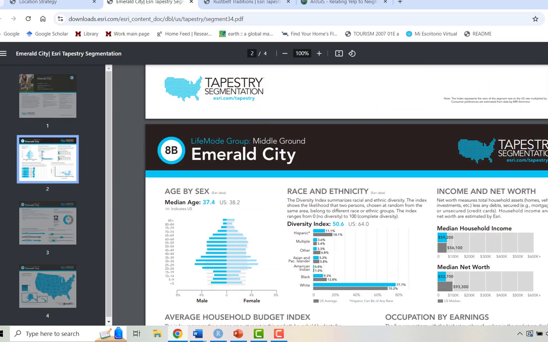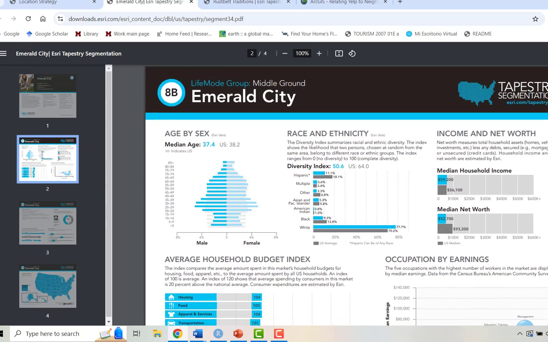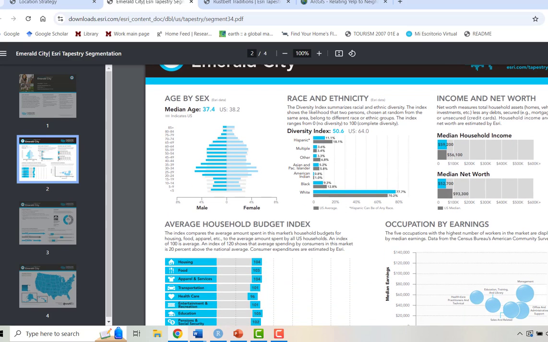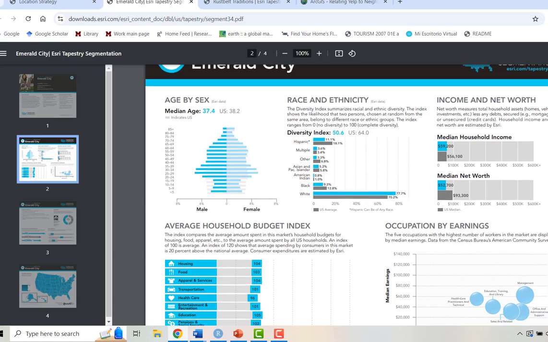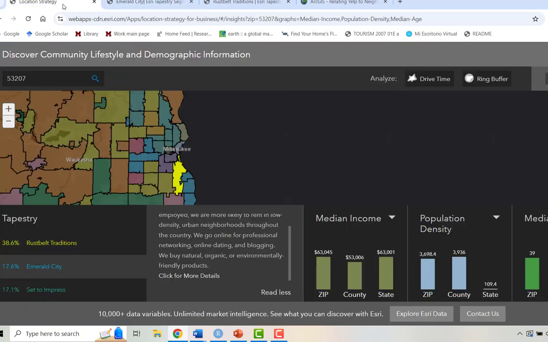And again, you see this big group of people in their 20s. Again, predominantly white, medium household income, moderate, very liberal politically, shop at Trader Joe's and Whole Foods, utilize home cleaning, so they've got time for yoga, read magazines and books on a tablet, sometimes while exercising, and like art galleries, museums, and concerts. So, just for a bit of fun, try that for your own particular zip code.